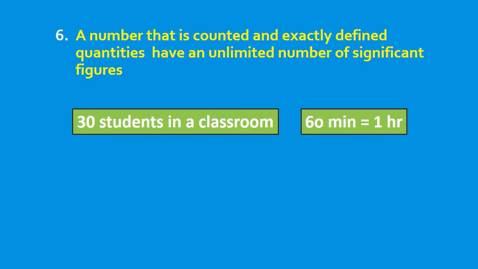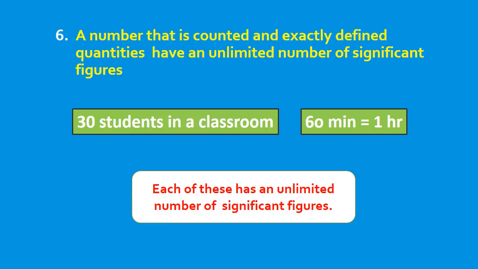Numbers that are counted or exactly defined quantities have an unlimited number of significant figures. So 30 students in a classroom, that is a counted value, so it would have an unlimited number of significant figures. 60 minutes in 1 hour, that is a defined quantity. So each of these would have an unlimited number of significant figures.